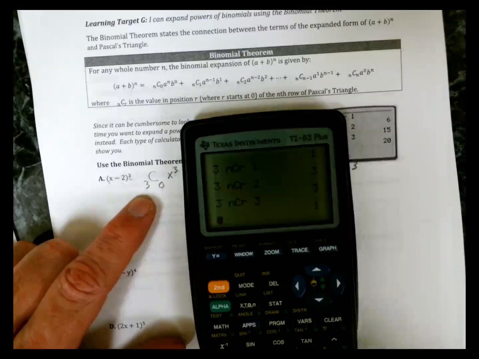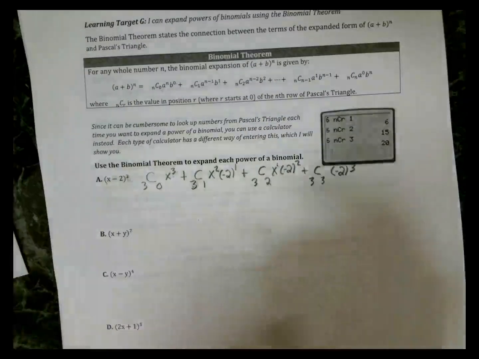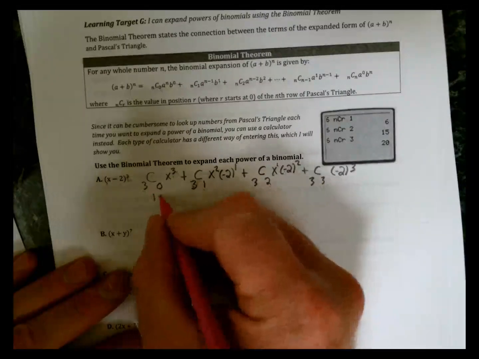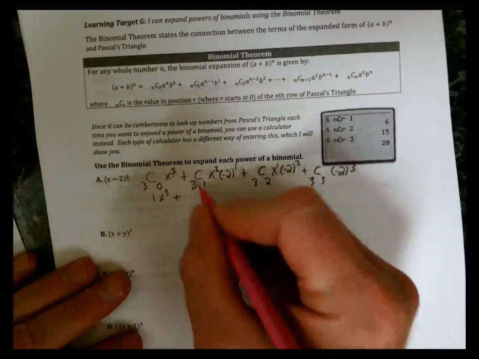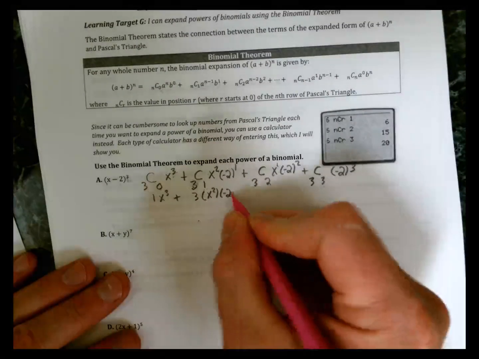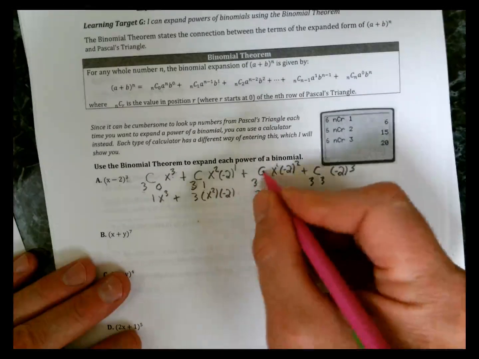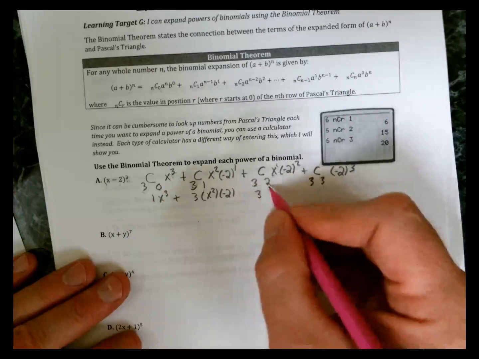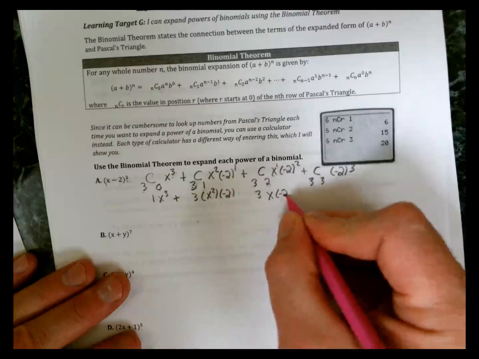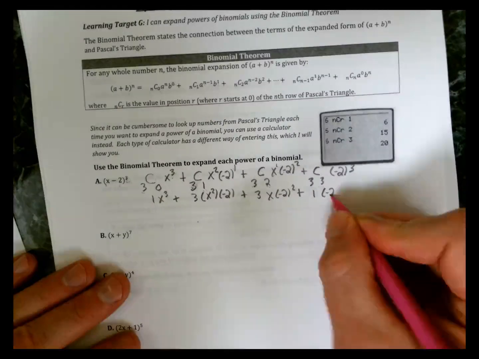Combinations, say the third position. So sure enough, we got 1, 3, 3, 1. So let's replace that. This number is just 1, and that's an x cubed, so I could say 1 times x cubed, plus this number is a 3, times x squared times -2 to the first power, right? This number we did on the calculator, that's also a 3, right? Combination, third row, second position is 3, and that's x to the first, and that's -2 squared. I should put my plus sign in there, and I didn't. And this number's a 1, and we've got negative 2 cubed.